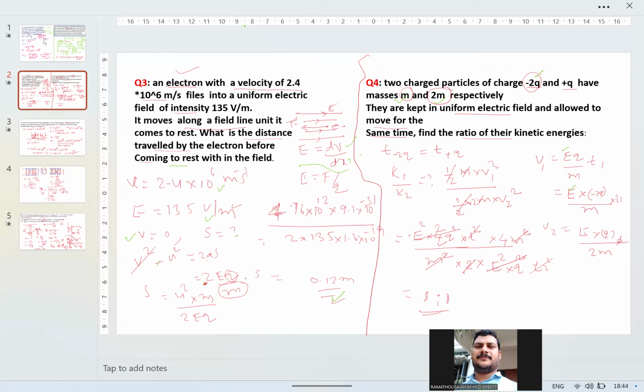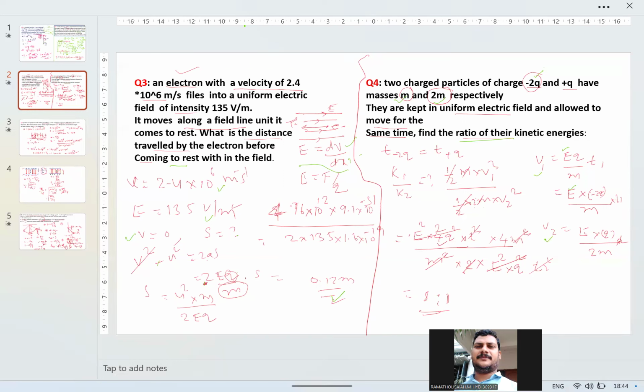So he is asking to find the ratio of kinetic energy. When a charged particle is placed in an electric field, it experiences a force and gets motion. Some work is done because of this electrical force, and that is called kinetic energy. It will come into motion with some velocity. So the ratio of kinetic energy is asked. So you have to find V1 and V2.